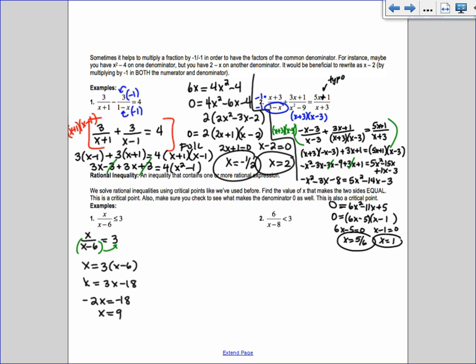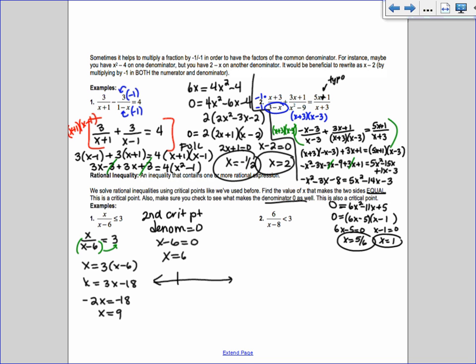So in the instructions it said find the value of x that makes the two sides equal. So we did that. And then it says also make sure you check to see what makes the denominator equal to 0 as well. So our second critical point comes from setting our denominator equal to 0. So any denominators that we have in our problem that have x. So in this case, I have x minus 6. I need to set it equal to 0. So I get x equals 6. Those are the two numbers where something weird happens, okay, where it's either undefined or 0.